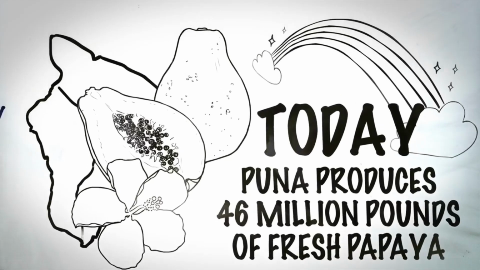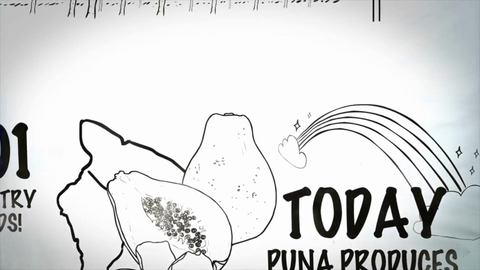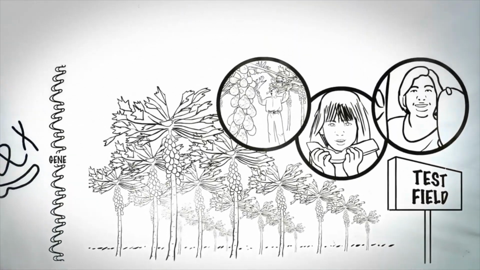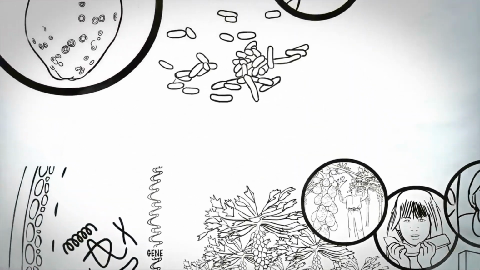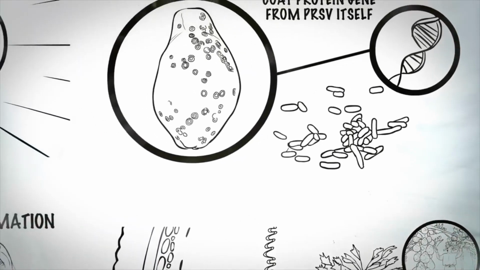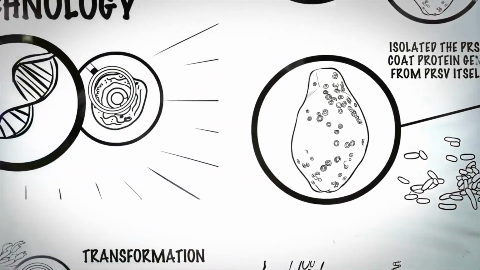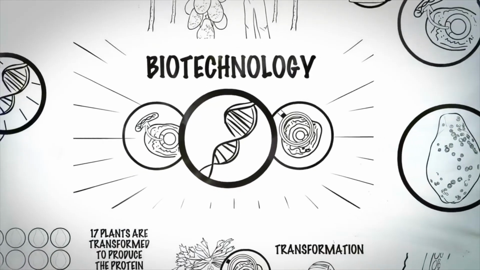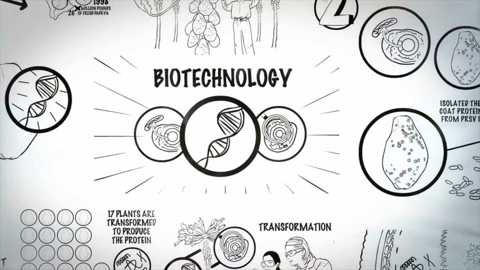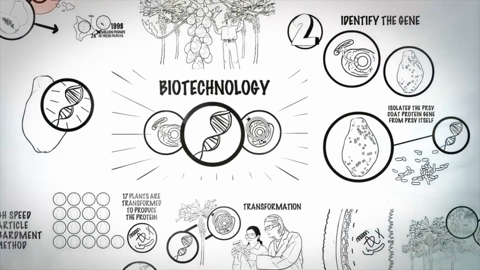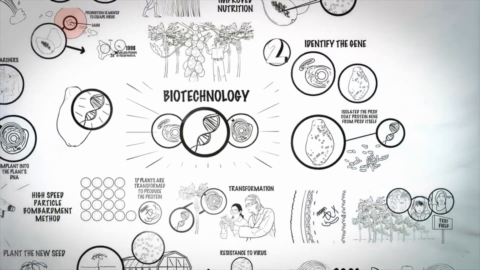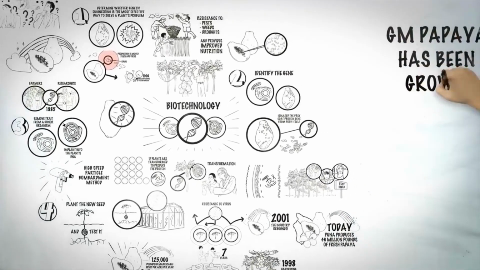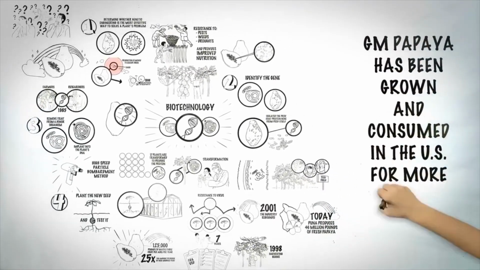This kept the vibrant papaya industry alive in Hawaii and ensured consumers had access to high-quality papaya and papaya juice at a reasonable cost. Genetic engineering allowed the introduction of PRSV resistance without altering other traits of the papaya or changing the plants in other ways. The plants were exactly the same in nutrition and safety. As of 2010, 70% of Hawaii's papaya industry is GM papaya. GM papaya has been grown and consumed in the U.S. for more than a decade.